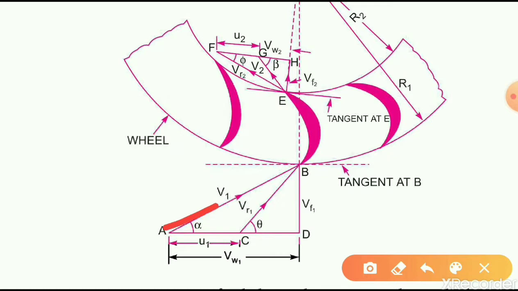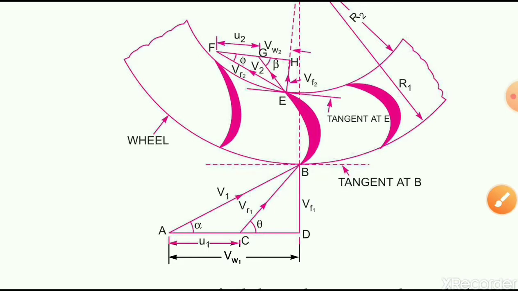You already know this v1, the absolute velocity of the jet at inlet. u1 is the tangential velocity of the vane at inlet. vr1 is the relative velocity between the jet velocity v1 and the tangential velocity u1. vw1 is the x component of the jet velocity v1, which is also called the velocity of whirl, and vf1 is the y component of the jet velocity v1, which is also called the flow velocity at inlet.